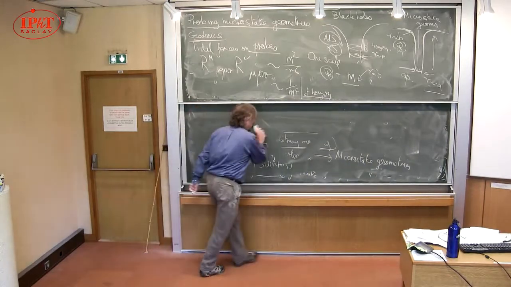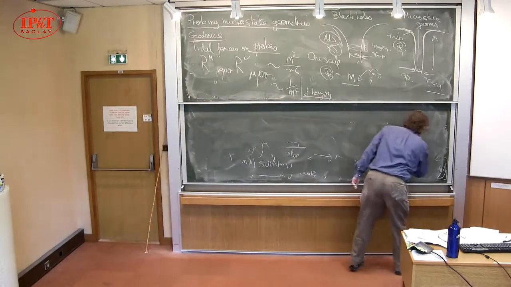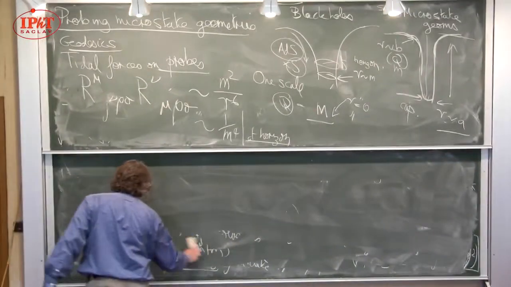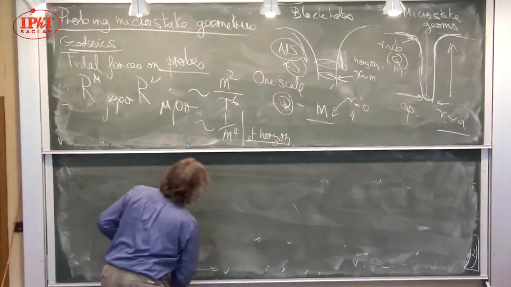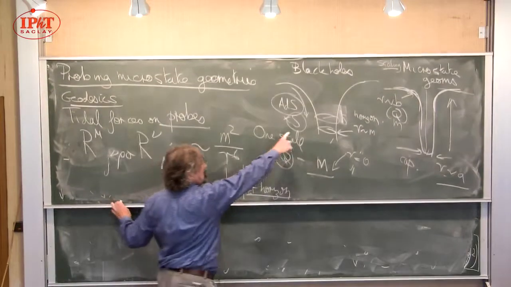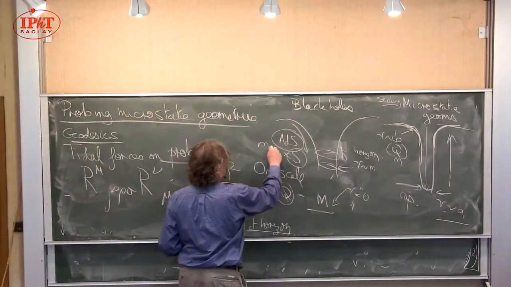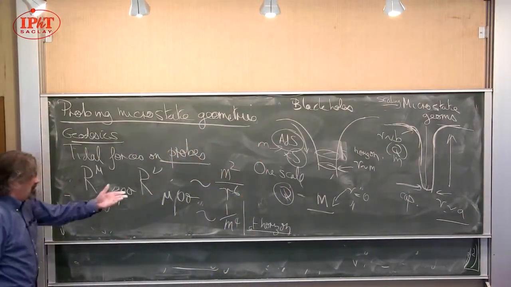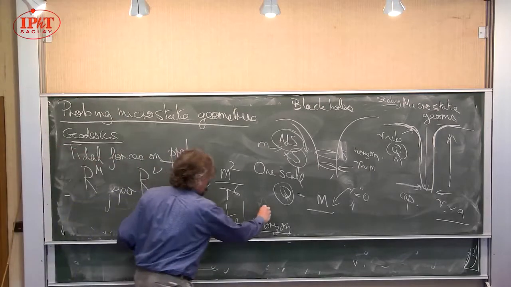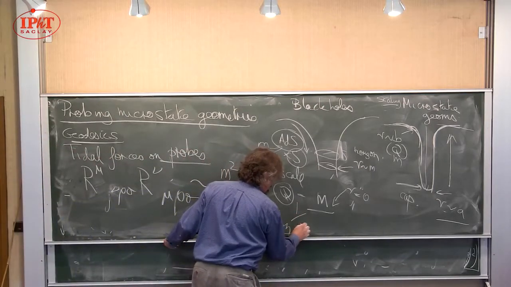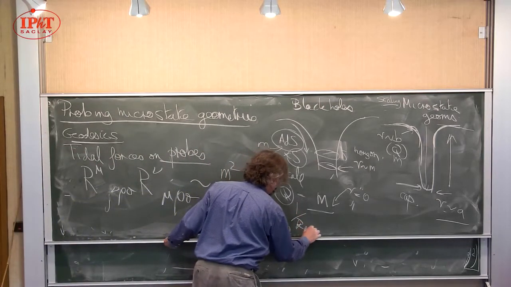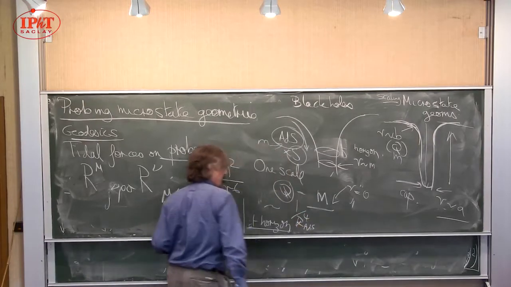That's the usual argument. But another very simple way to think about it is that this is AdS cross S. And the one scale m sets the radius of the AdS cross S, or the Q. And so this is really 1 over the radius to the fourth.